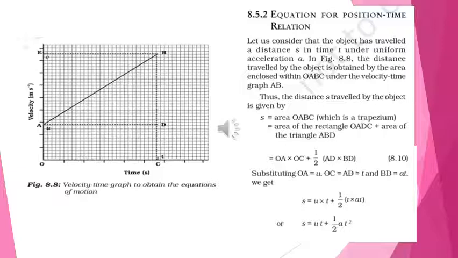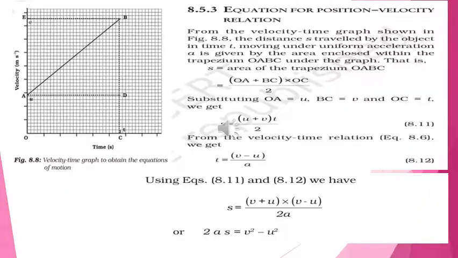As we have shown in the previous slides, A is equal to BD upon T. So from this we get BD is equal to A into T. Now substitute these values for OA, OC, AD and BD. You will get S equals U into T plus half T into AT. So finalizing the equation, you will get S equals UT plus half AT square. So this is the second equation of motion which we write from the graphical representation.